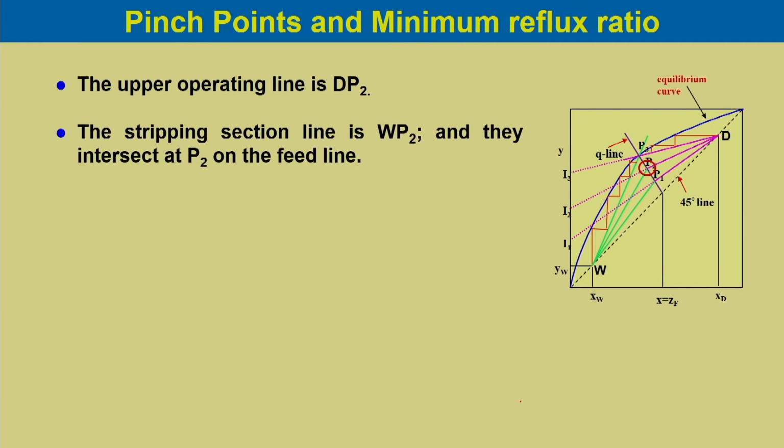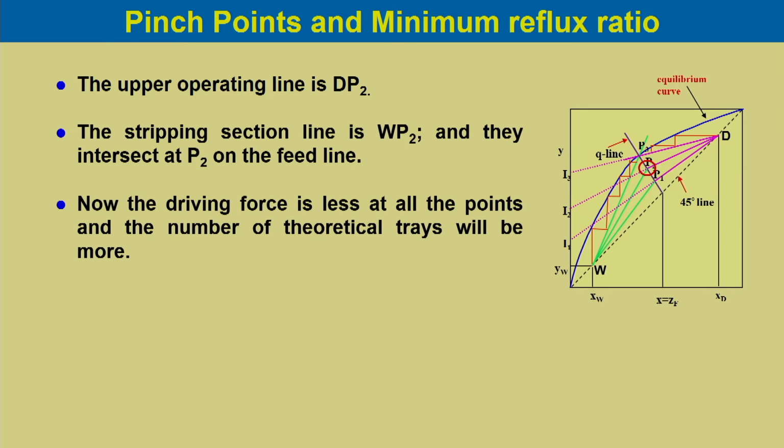The stripping section line is WP2 and they intersect at point P2 on the feed line. So, both the section operating lines will intersect on the feed line. Now, the driving force is less at all the points and the number of theoretical trays will be more, because in the earlier case you had a large distance compared to the current position which is at P2. Since the driving force is reduced, the number of trays required will increase.